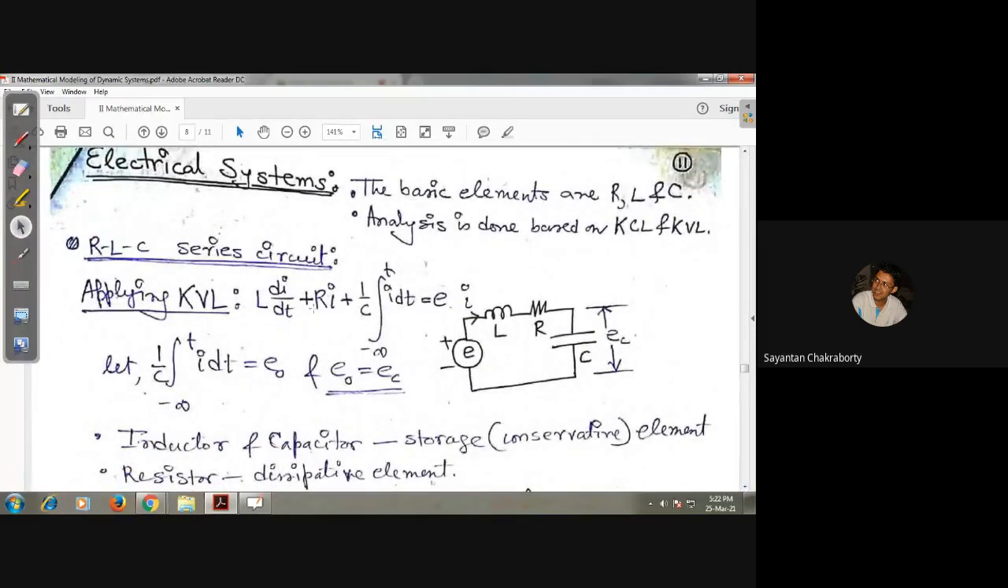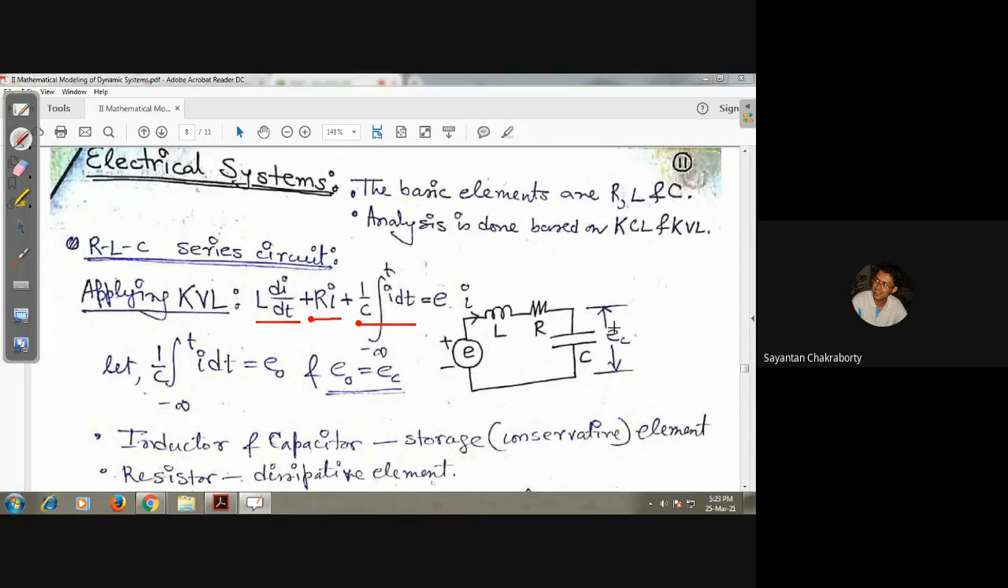If we apply KVL, what will be the KVL equation? L di/dt plus Ri plus 1/C integration i dt. This is the potential drop across the inductor, potential drop across the resistance, and potential drop across the capacitor. This is again the output. The capacitor voltage is supposed to be the output of the circuit.